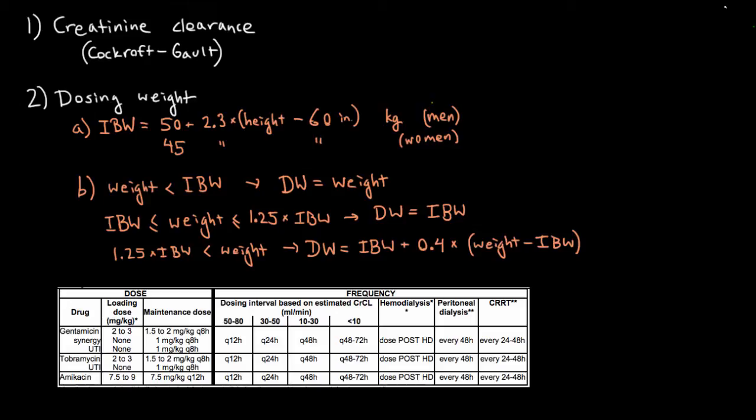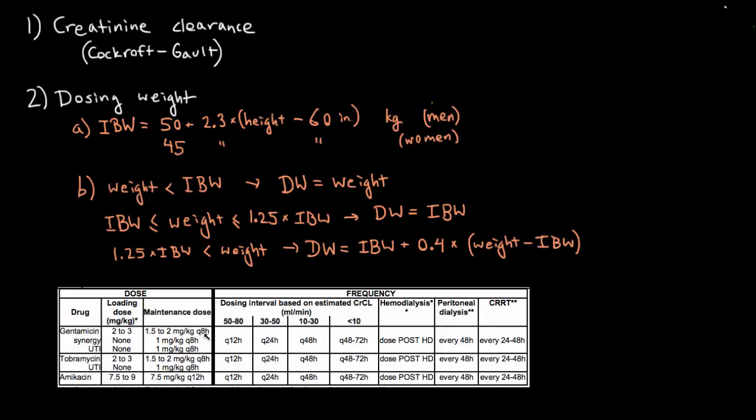So we know the dosing weight, and that's going to help us determine the loading dose. So let's say we're giving gentamicin, we're going to take 2.3 and multiply it by the dosing weight, and that'll give us the loading dose. Then to find the maintenance dose, we're just going to multiply the dosing weight by 1.5 to 2. And we're going to give that every 8 hours. But what if you have an abnormal creatinine clearance? How does that come into it?